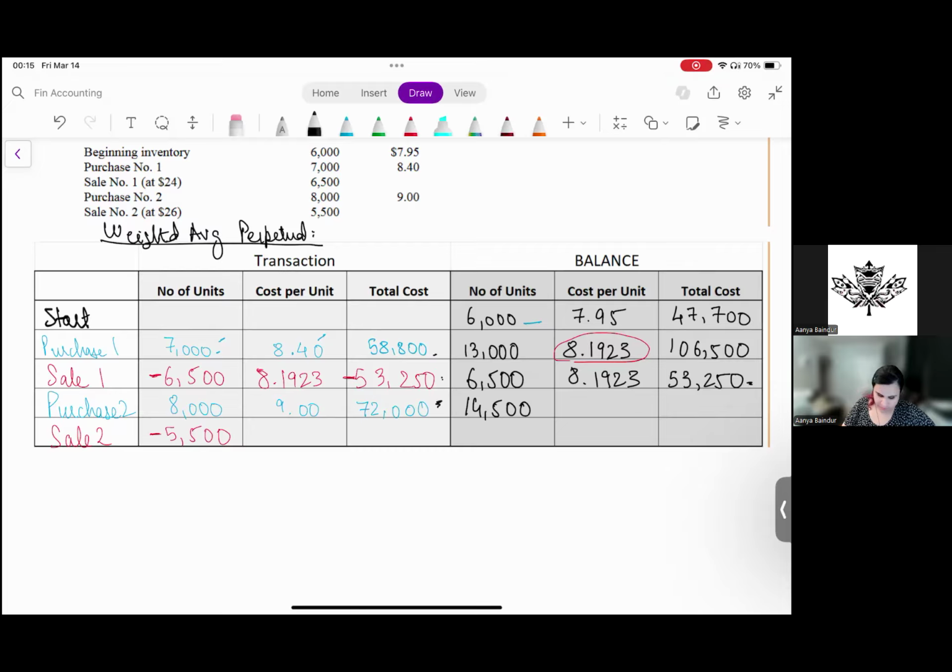And we have this much value. To that, we added this much value. So let's see what our total value is. It's 125,250. Now let's find what the weighted average price is. You take the total cost divided by number of units. So 125,250 divided by 14,500 gives you a weighted average price of 8.6379.